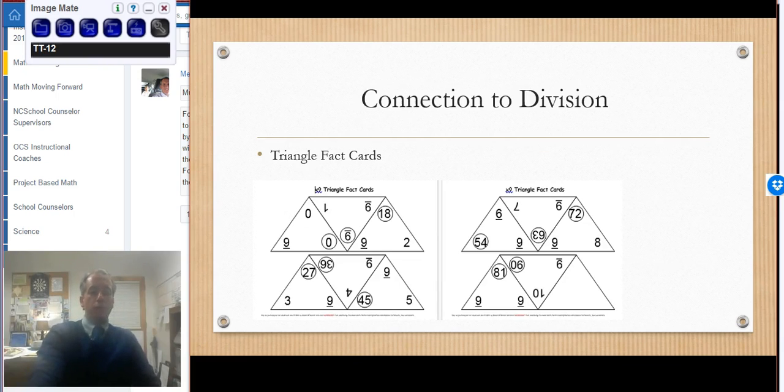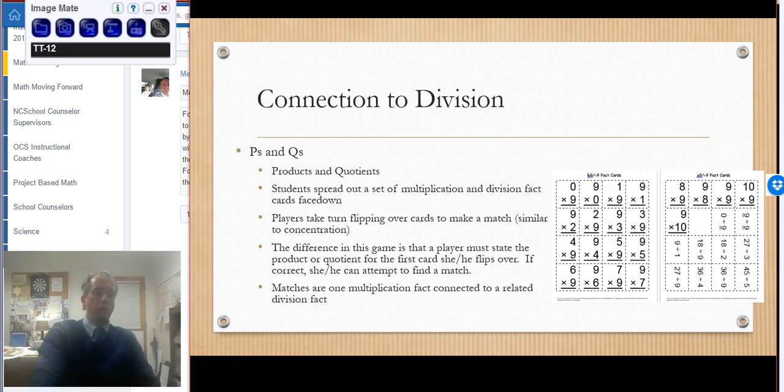Always remembering we have our triangle fact cards is another way to connect to division. So remember the circled one is the product. So if I put my finger over one of the non-circled ones, again, I'll cut these apart, put my finger over the non-circled one, then I know the product, I know the quotient, and I know one of the other factors, so I can then have to figure out what the third one is.